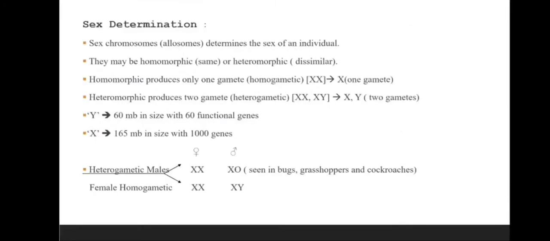Next topic, sex determination. Sex chromosomes are called allosomes, which determine the sex of an individual. They may be homomorphic or heteromorphic. Homomorphic produces only one type of gamete, so they are called homogametic. Heteromorphic produces two types of gametes, so they are called heterogametic. Example: XX, XY.